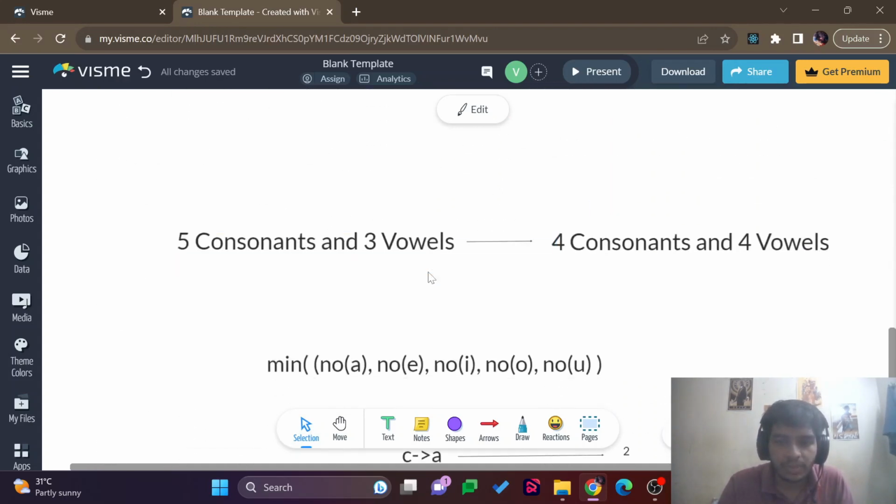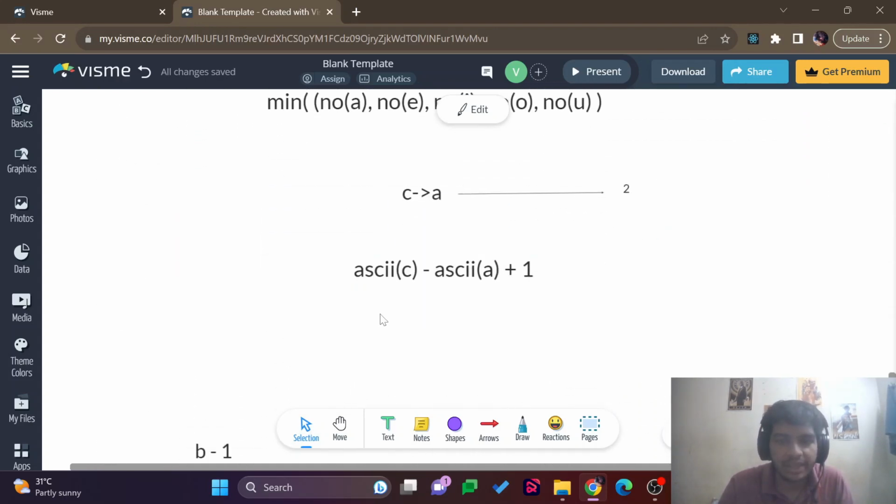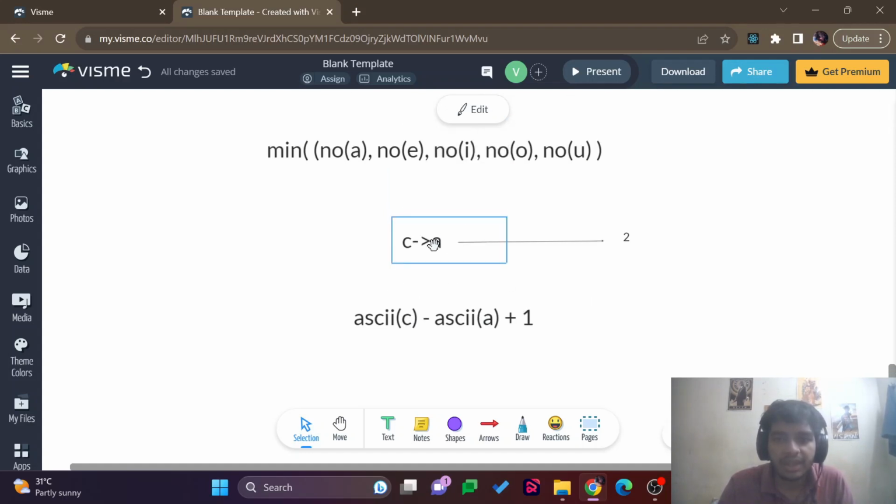So what I have done here is ASCII value of C minus ASCII value of A plus 1. Similarly B and A, C and A. For A we keep A here and check for all consonant values here. Similarly for E, I, O and U. So we get operations required to be 2, and whenever we get the value of this statement right here, we append this into a list, or a vector in C++.